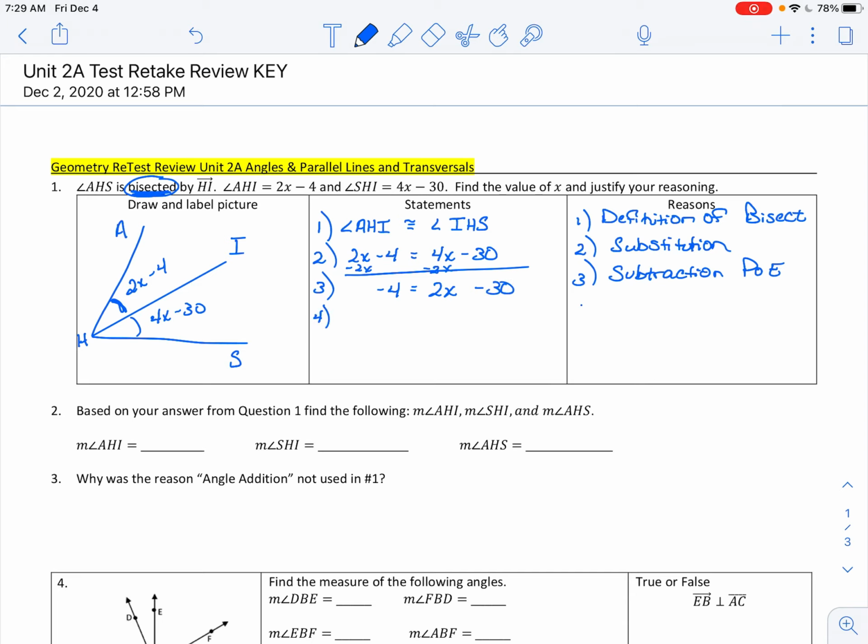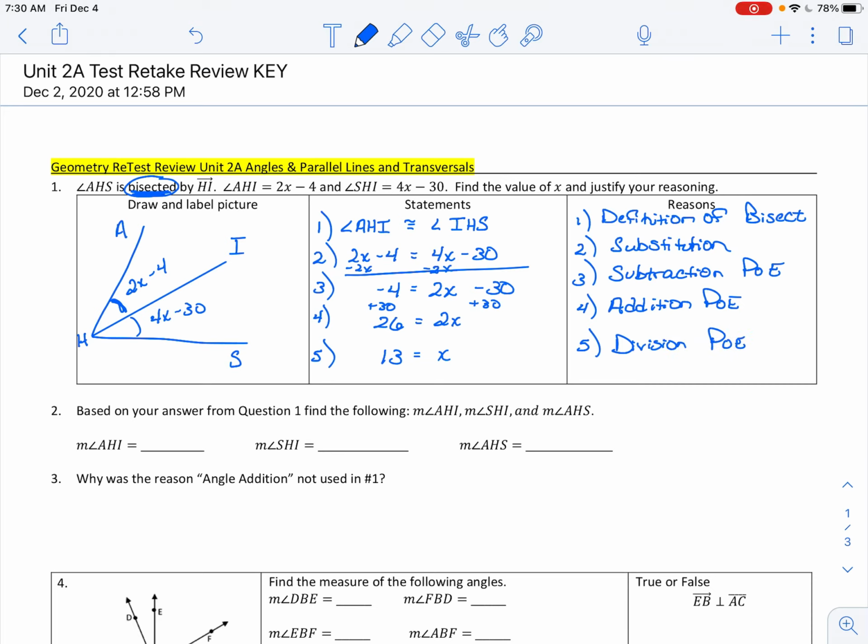So to keep getting x's on their own side, I'm going to use my addition. I'm going to add 30 to both sides. So negative 4 plus 30 is positive 26. So to finish up, I just need to divide by 2. So my last step is the division property of equality.